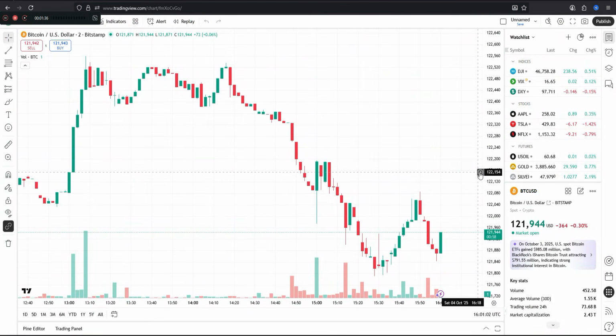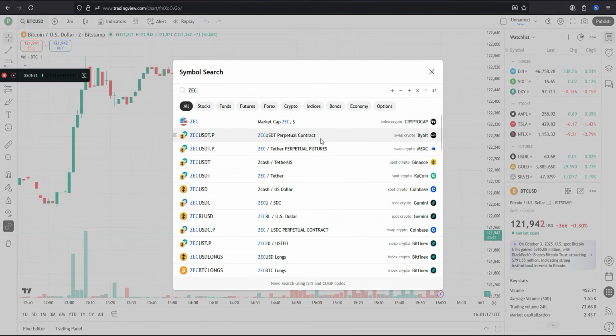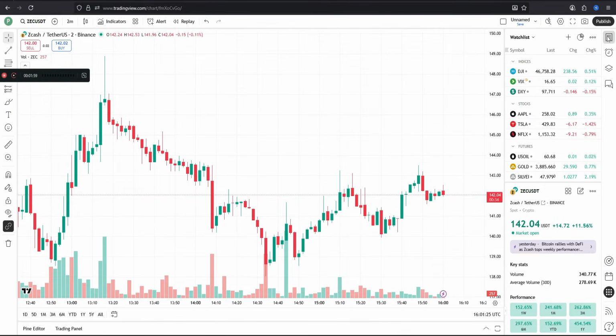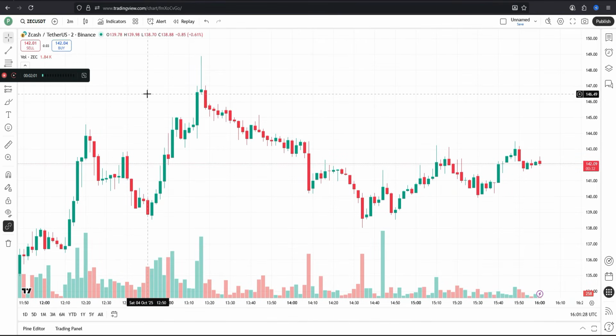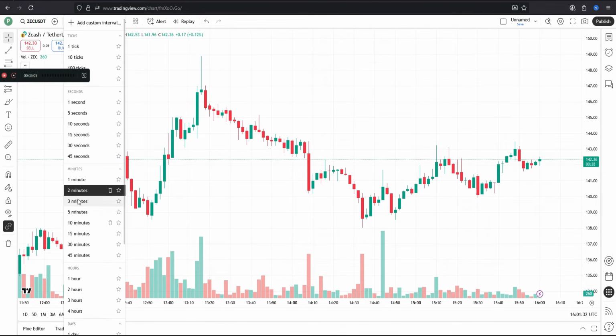On my TradingView, I prefer using TradingView because it makes my analysis easier. Search for ZEC USDT on Binance, or Zcash on Binance. Now this is Zcash on Binance. When you look at the screen here now, for a newbie, there's no trading opportunity here.